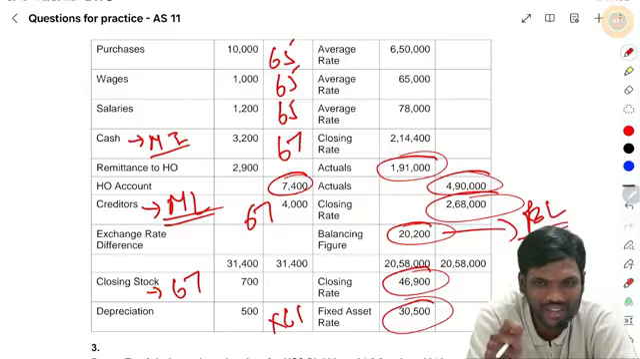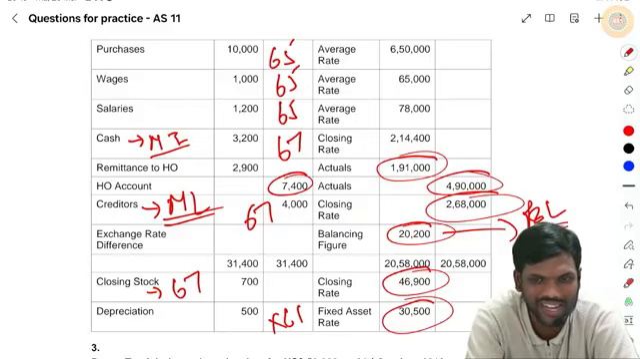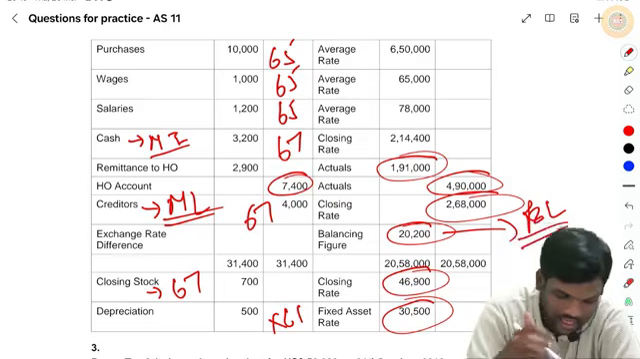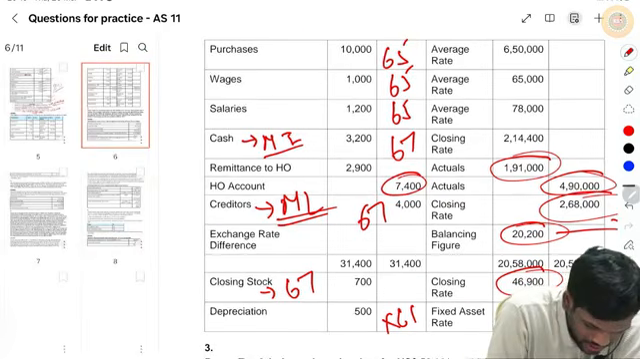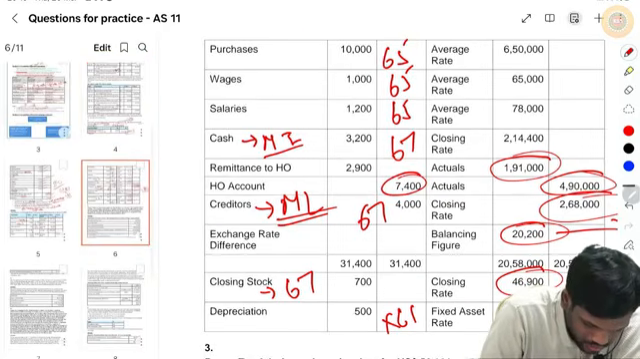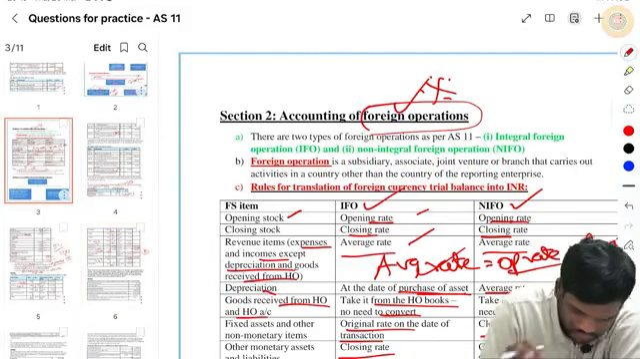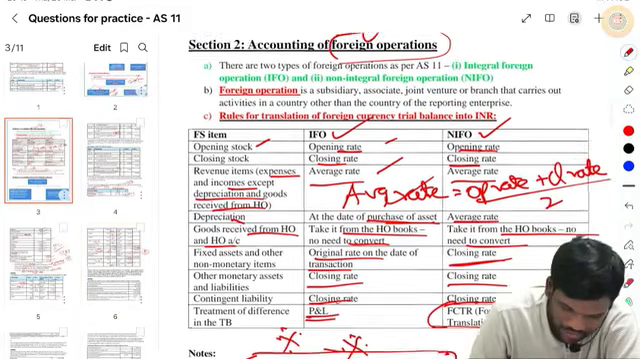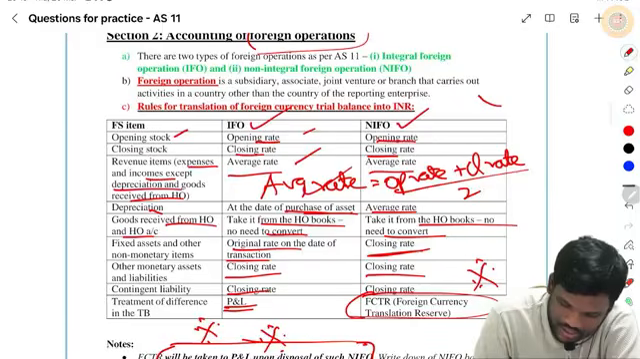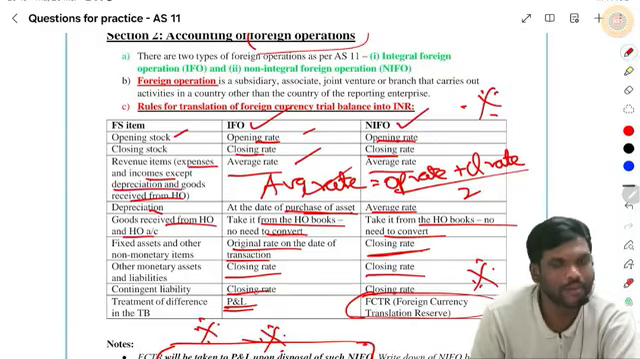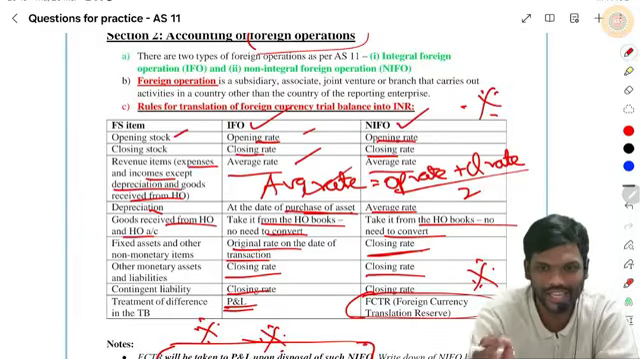Hope you are very clear with how to convert these foreign currency items into INR. Learn this table very well. It is a very, very important one for your preparation. This table, this PDF fully will be uploaded for you. Okay, so this is section 2.